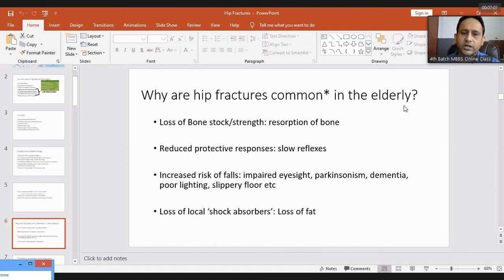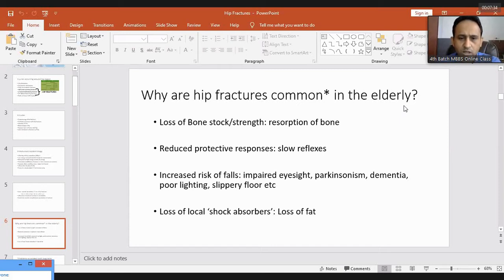So, and also the reduced protective responses, such as that generally old people have slow reflexes to fall, and then they tend to injure themselves. And also increased risk of fall due to impaired eyesight, Parkinsonism, dementia, and predisposing factors like poor lighting around the bathroom, slippery floor, all those things contribute to fracture occurring in the elderly.